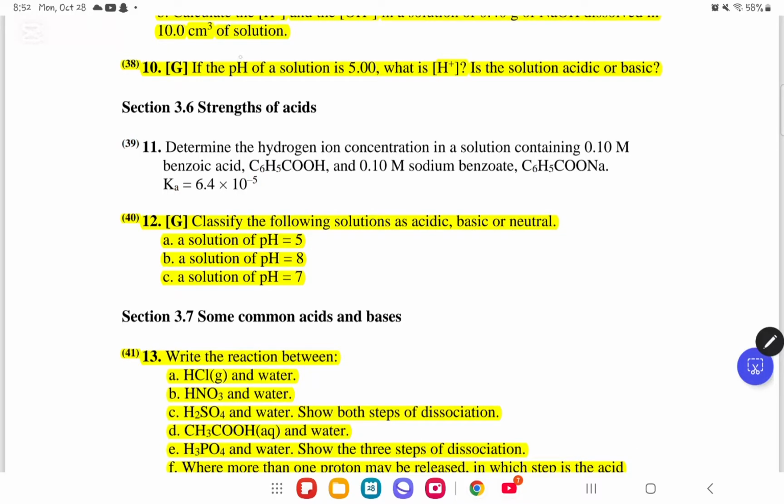They're telling us if the pH of a solution is 5, what is the value of H plus? Very simply, they gave us the pH. So we're going to write the equation as 1 times 10 to the power, and we're gonna put the same exact number in the exponent but negative. So 1 times 10 to the power of negative 5. This is the concentration of H plus. Since the solution has a pH of 5, then it is acidic.